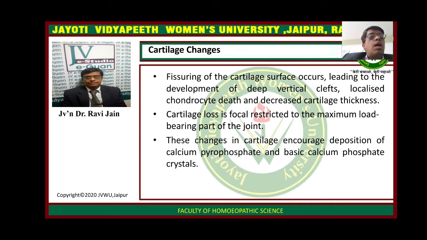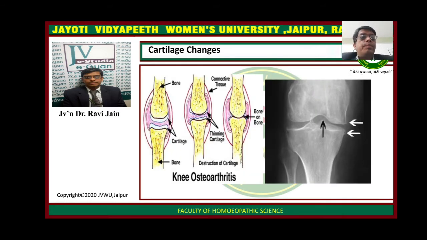These changes in the cartilage encourage deposition of calcium pyrophosphate and basic calcium phosphate crystals, CPPD crystals. So this can eventually lead to the development of crystal deposition diseases like gout.